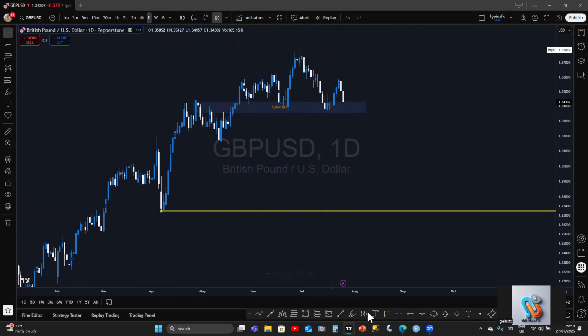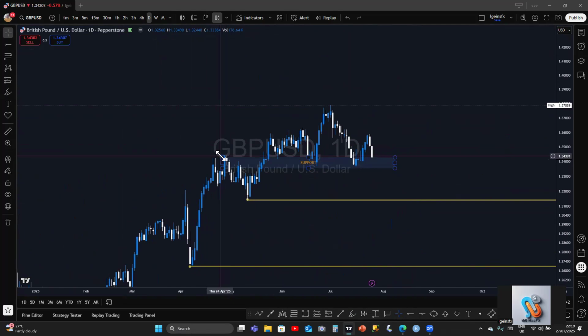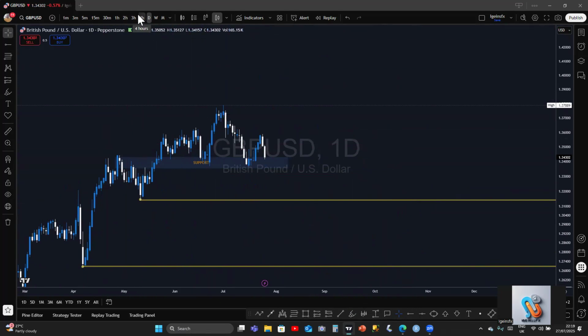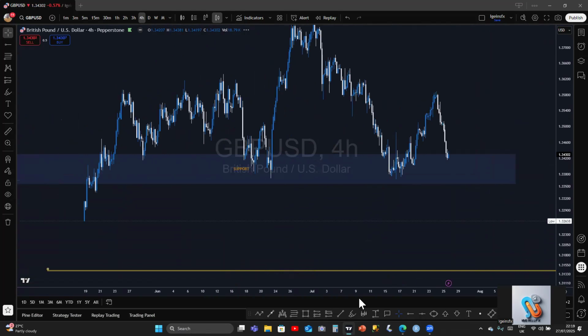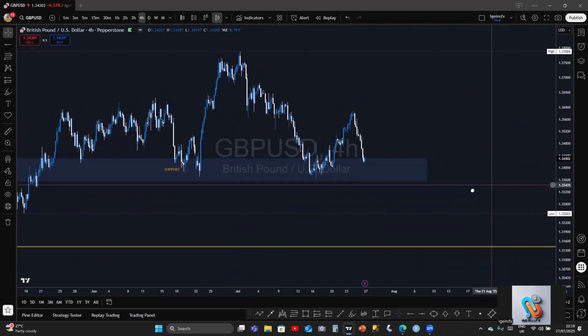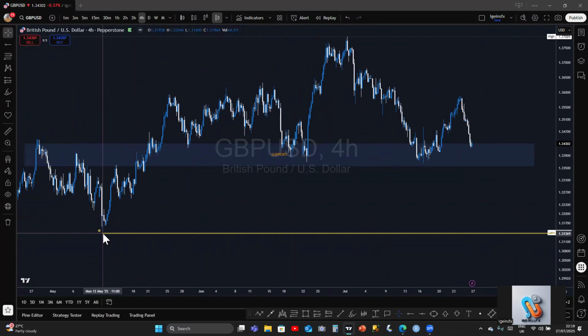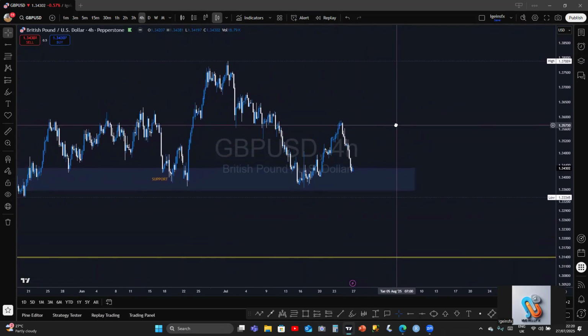And also this point. So here, the resistance now turns to support. So it's very, very significant. So we scale down to 4 hours. Why are we doing all those things? So that we single out an area where we can grab an opportunity to find an entry. This is how to enter a trade. There's no big deal.